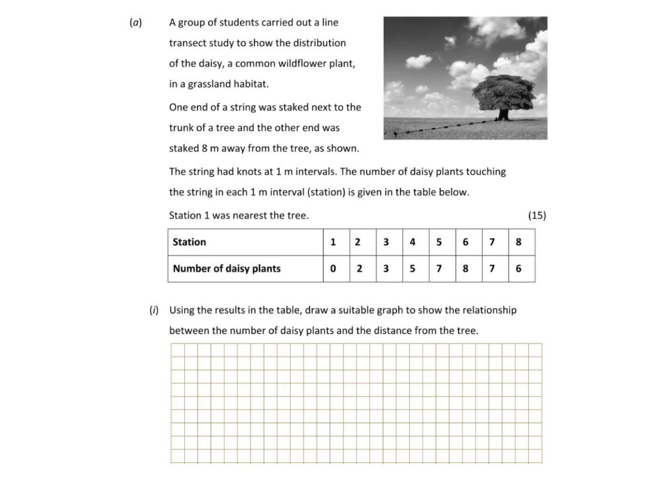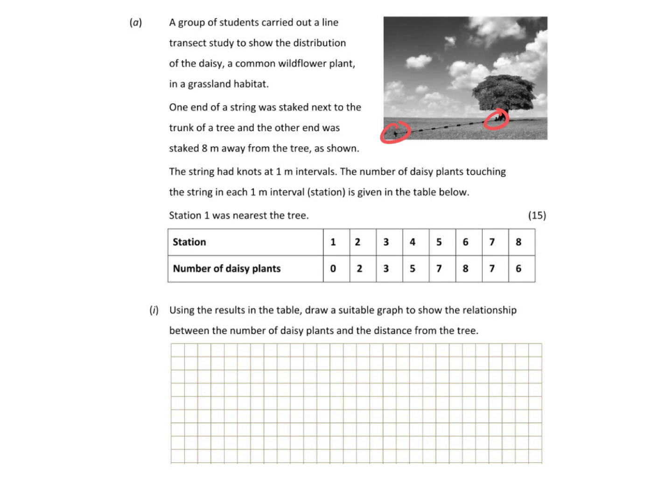So here's another exam question here. A group of students carried out a line transect study to show the distribution of the daisy, a common wildflower plant, in the grassland habitat. One end of a string was staked near the trunk of a tree and the other was staked 8 metres away. So this is the first one, second one was over here. The string had knots at 1 metre intervals. The number of daisy plants touching the string in each 1 metre interval is given in the table below. Station 1 was nearest the tree.